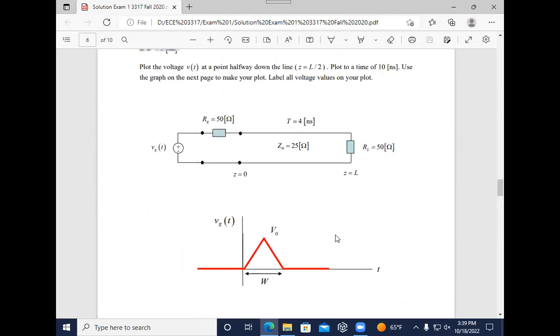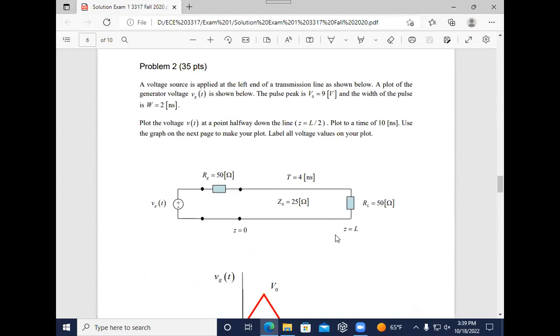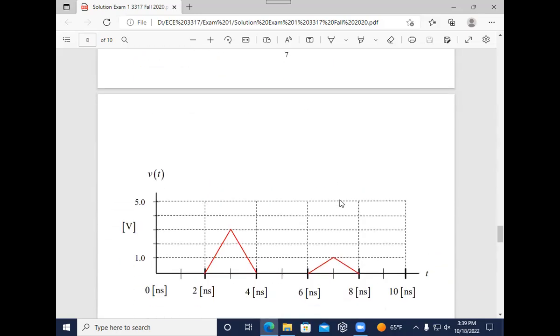Now the V0 was 9 volts, and the A coefficient was 1/3, so it's 3 volts coming out, 3 volts, and delayed by 2 nanoseconds. This one's delayed by 6 nanoseconds, but remember that the reflection coefficient was 1/3, so the height here should be 1/3 times the height of this one, 1/3 times 3, which is 1. So this one here is sitting right at 1. Again, the third pulse would have started right here at 10 nanoseconds, but we don't care about it. We're plotting up to 10 nanoseconds.